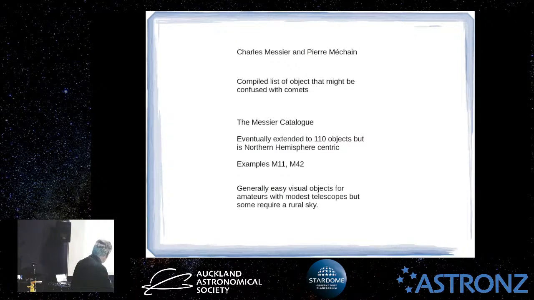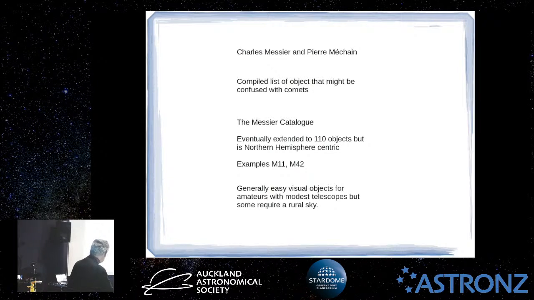The total catalogue is 110 objects, but it's very much northern hemisphere centric. So we have objects in the southern hemisphere that we look at, like Omega Centauri, 47 Tucanae globular clusters, the Jewel Box cluster. They won't be in the Messier catalogue because they're too far south. And most Messier objects are fairly easy to observe. They did have the advantage there was no electric lighting back in those days, so even in Paris it was fairly easy to see the stars when the moon was out of the sky.